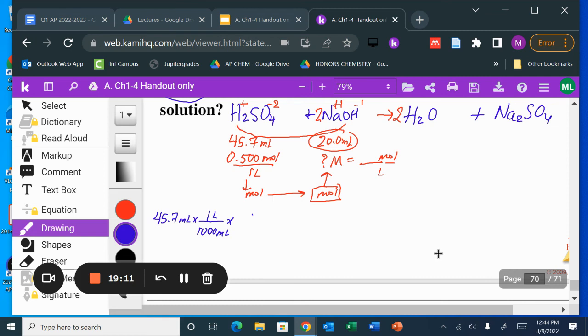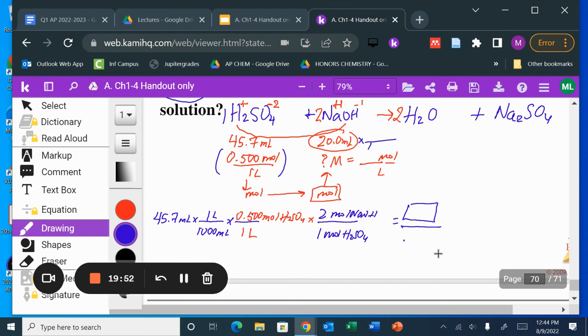1,000 milliliters is 1 liter. I'm going to use the molarity now. 1 liter is 0.500 moles of H2SO4. Okay, mole ratio: for every 1 mole of H2SO4, I have 2 moles of NaOH. Whatever that number is, I'm going to take it and divide it by the liters, which is 1,000 milliliters is 1 liter, so 0.0200 liters on the bottom. And the final answer is 2.28 molar NaOH. So you just found the molarity of something that you don't know.